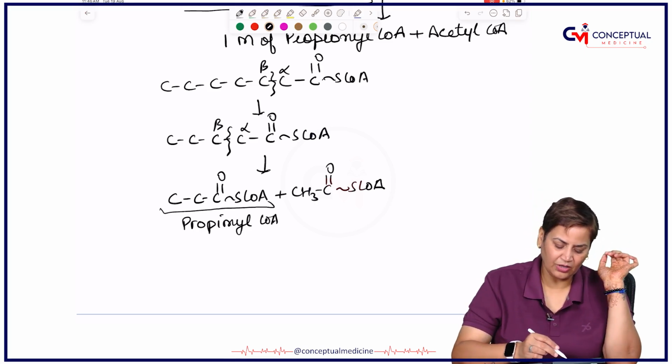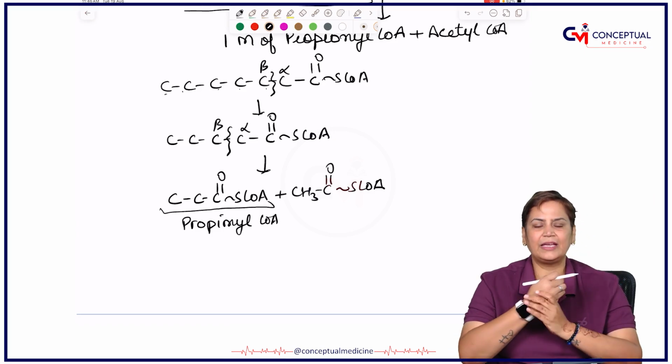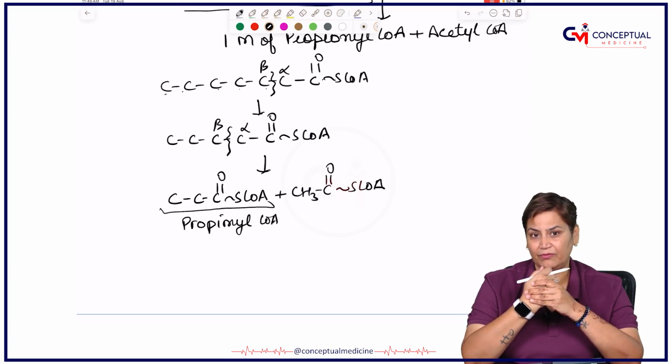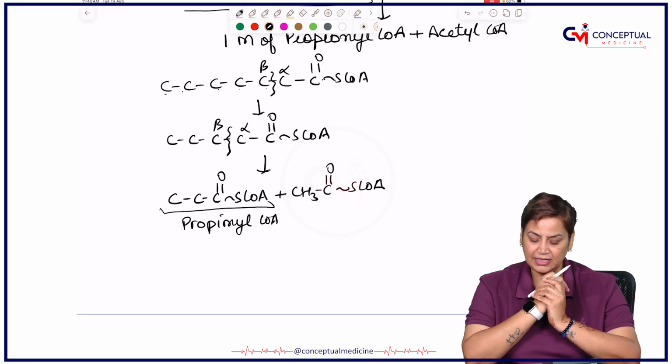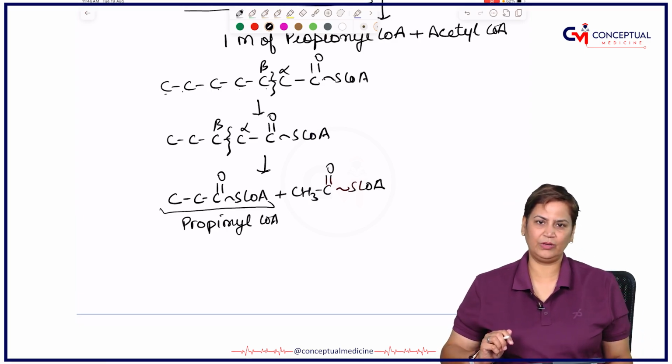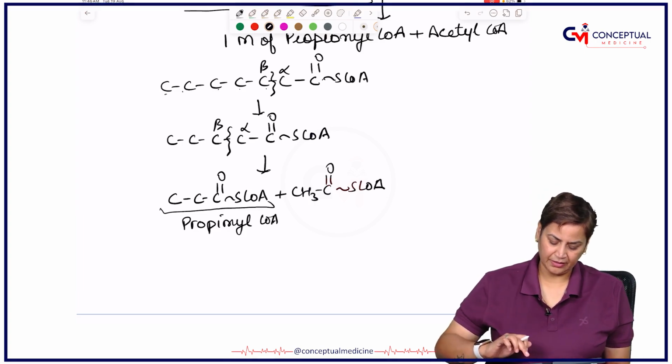This is 1, 2, 3, 4, 5, 6, 7. So when one molecule of heptanoic acid has 7 carbon atoms, it is an odd chain fatty acid. So heptanoic acid is going to form 2 acetyl coenzyme A and 1 propionyl coenzyme A. Clear?